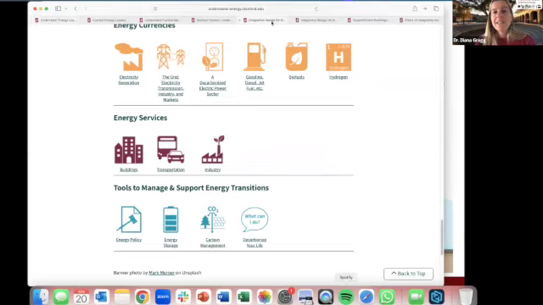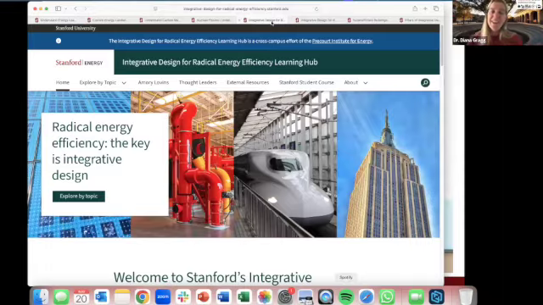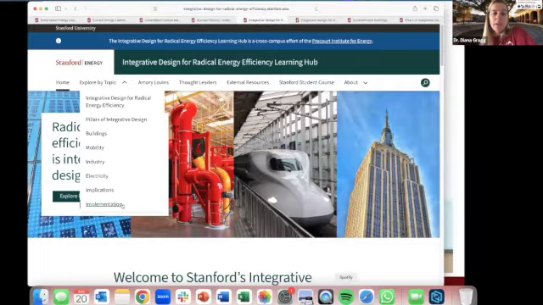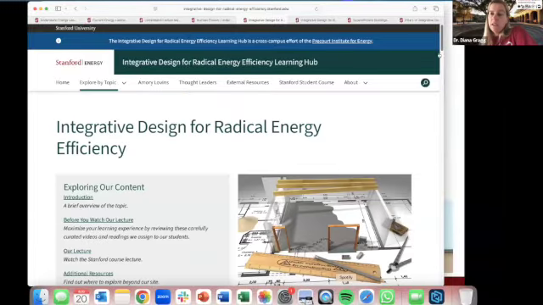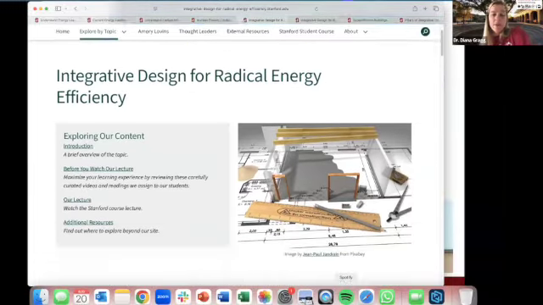So I want to go back. You guys are tired of looking at slides anyway, to our Integrative Design for Radical Energy Efficiency Learning Hub. It's set up similar to our Understand Energy Learning Hub. You can explore by topic here. I encourage you to start here at Integrative Design for Radical Energy Efficiency. It gives you the introduction to this topic.